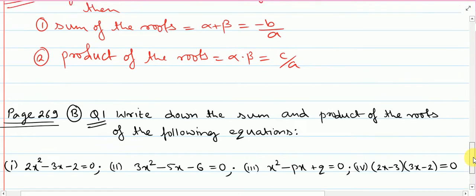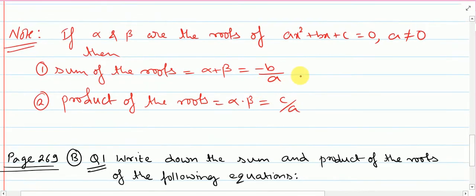Okay, we don't have to do that. We have to do this. Firstly, you should be able to express your quadratic equation in this form. Then you should write down your A, B and C.